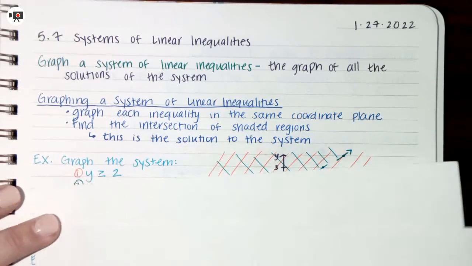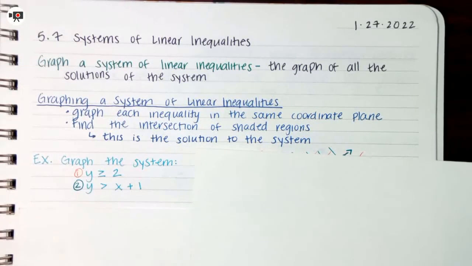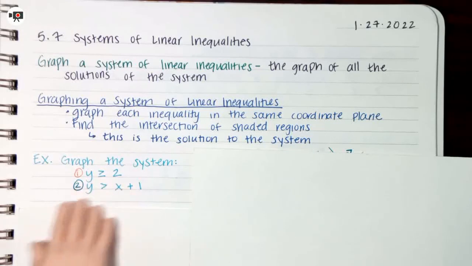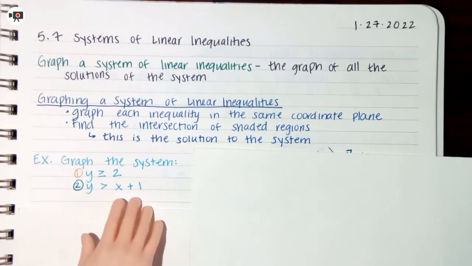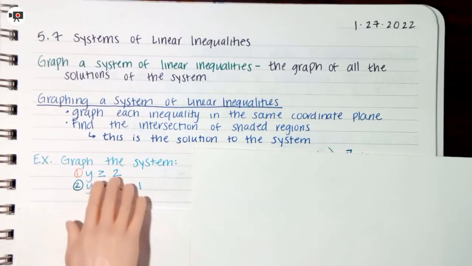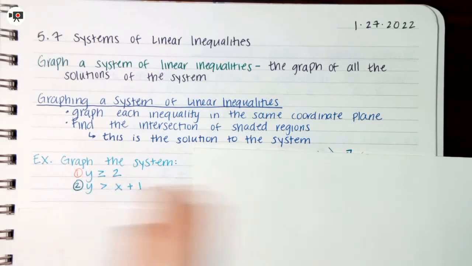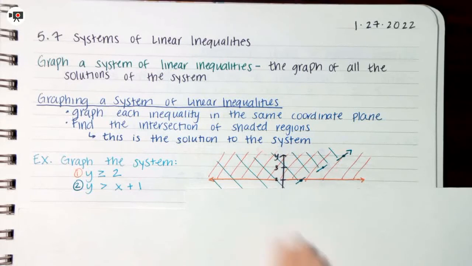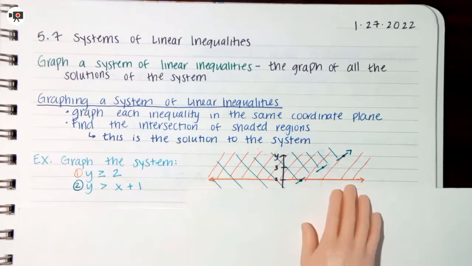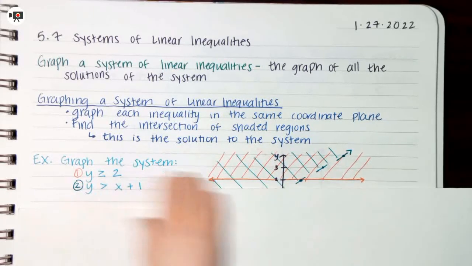So if we graph the system, y is less than or equal to 2, and y is greater than x plus 1, here in this first one, it's going to be a horizontal line, because it's all the y's at this value of 2. And y is greater than that, so we shade above.